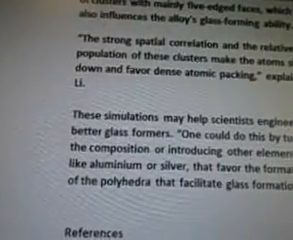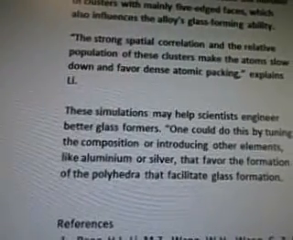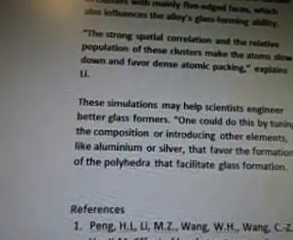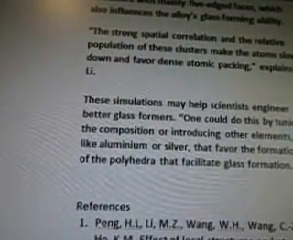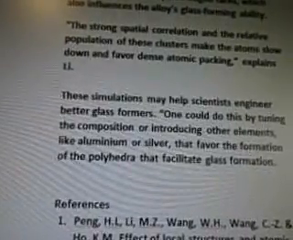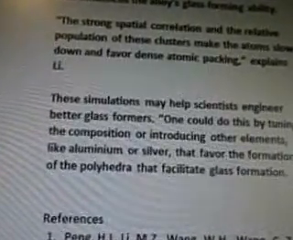You never know, right? The strong spatial correlation and the relative population of these clusters makes the atoms slow down and favor dense atomic packing, explains Lee. These simulations, I'm going to make a note for bendable metal idea. I'll add that in the notes, okay?